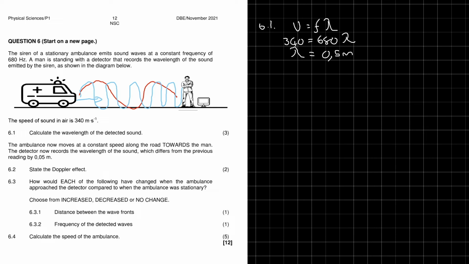And this is all from this guy's perspective, right? So the distance between the wavefronts is going to decrease, and the frequency of the detected waves is going to increase.